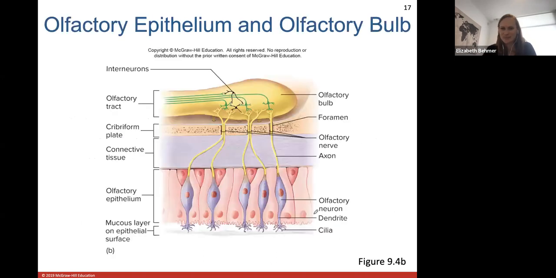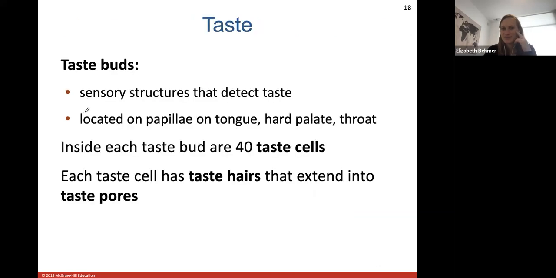So here we have a neat picture showing how the dendrites of these neurons end in cilia, which just provides surface area. They're embedded in the mucus layer of your nasal cavity to help pick up those chemicals. And then those chemicals eventually get picked up by these cilia and get changed into an action potential, which travels up through the olfactory nerves and then through the olfactory tract to the brain.